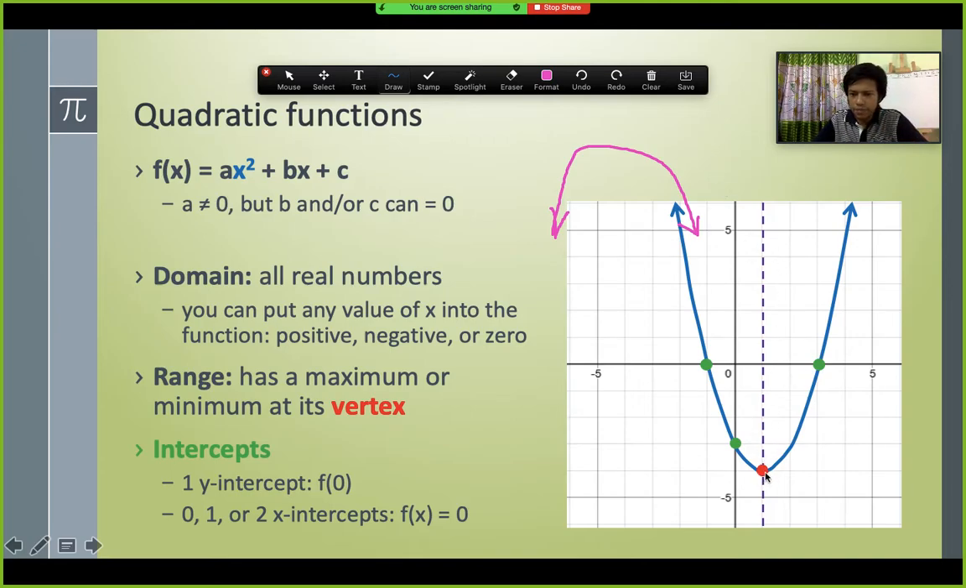And this is our vertex. This is our y-intercept. This one is the x-intercept. But the range is not all real numbers, because you see this is the lowest value. Below this line there is no graph. The graph is above this line, so the range is not all real numbers. In this question, the range is from -4 to positive infinity. So this is how we get the range.